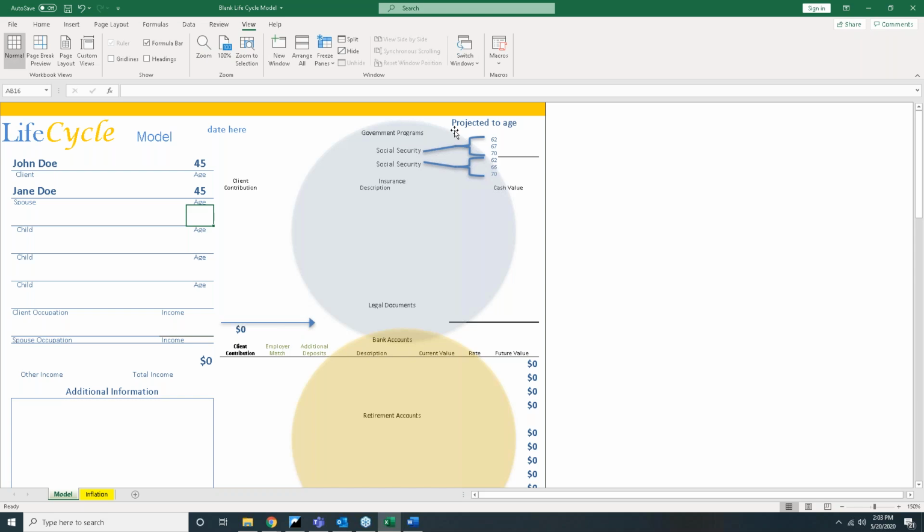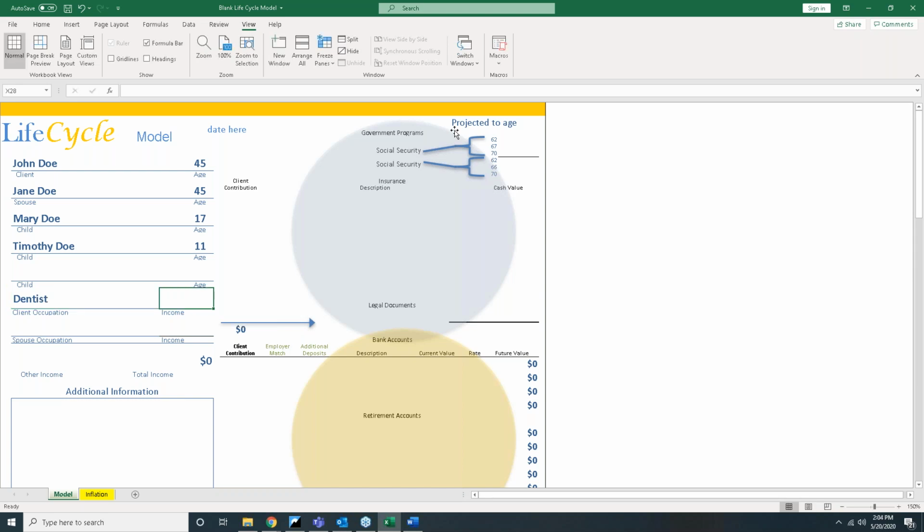If they have any kids, of course, you put those in and give their names. So we're going to put Mary Doe, and we're going to say their kid is 17. And they'll have a brother. His name will be Timothy Doe, and he'll be 11. Okay, now we're going to go down to the client occupation. So we're going to say this person is a dentist.